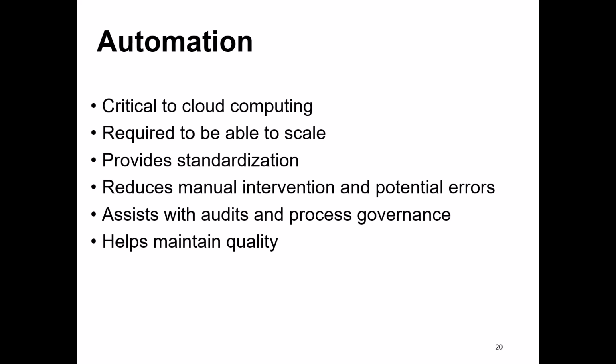You really can't have cloud without having automation. It's critical to cloud. It's required if you want to be able to scale. It's what provides you with the level of standardization that makes it easy to add, grow, and shrink environments. It gets rid of manual intervention and therefore potential errors. And it's very helpful when you're going through audits and process governance because the automation provides the audit logs and so on. Basically, automation is about getting things out faster and helping to maintain quality.